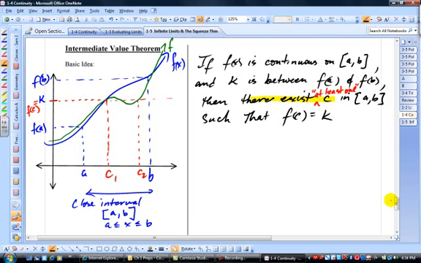All right, let's apply that here. We need to first check that k is between f of a and f of b, which means I have to evaluate the endpoints of the interval.